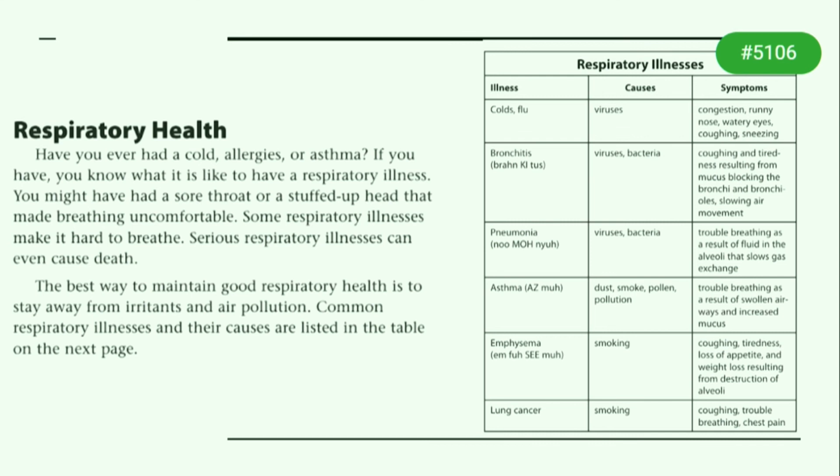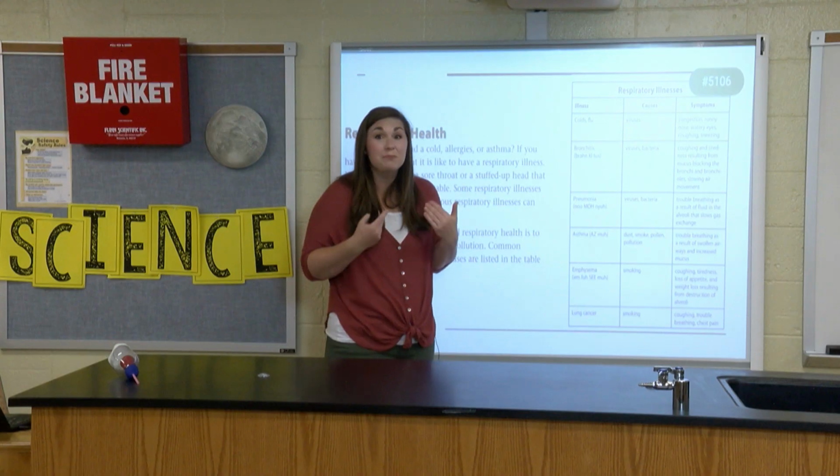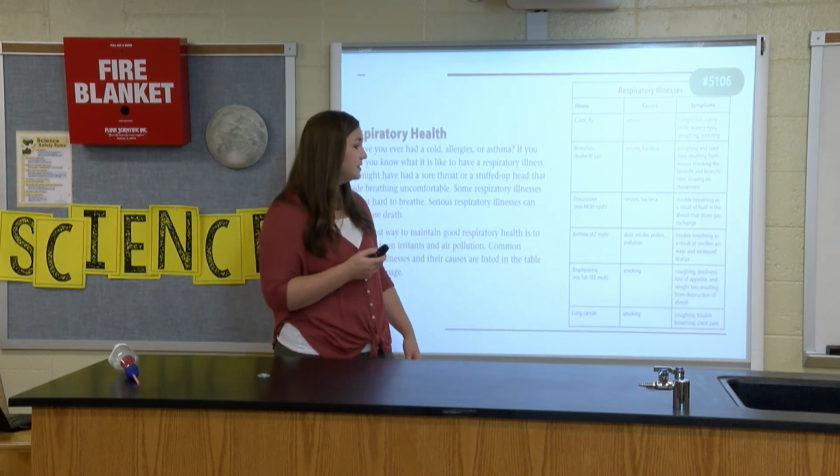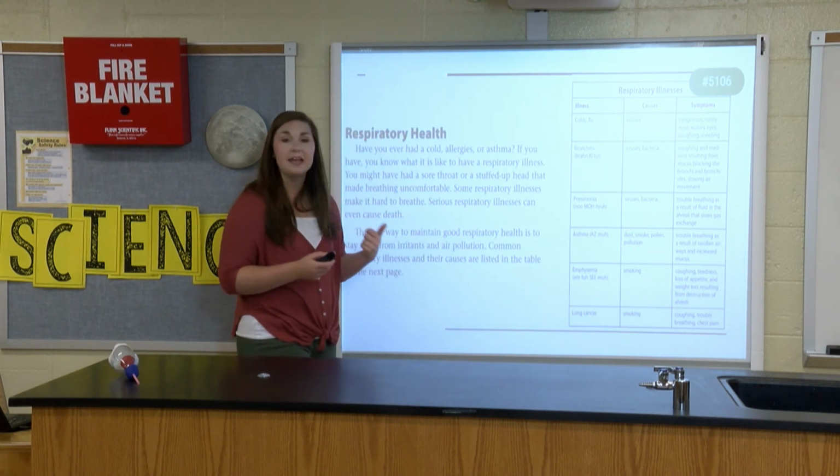Pneumonia can be caused by a viral or a bacterial infection. This is going to cause trouble with breathing and result of fluid in the alveoli that slows gas exchange. So slow gas exchange means we're not getting rid of carbon dioxide as fast as we need to, and we're not getting oxygen through the body as fast as we need to. Okay, asthma can be caused by dust, smoke, pollen, air pollution. There's a bunch of different things that can cause asthma. So trouble breathing is one of the side effects here. Swollen airways. So if you think about if your airways, what brings in air, is swollen, it's hard to actually breathe. Okay, emphysema can be caused by smoking as well as lung cancer. So we have coughing and tiredness, chest pains, and things with those too.